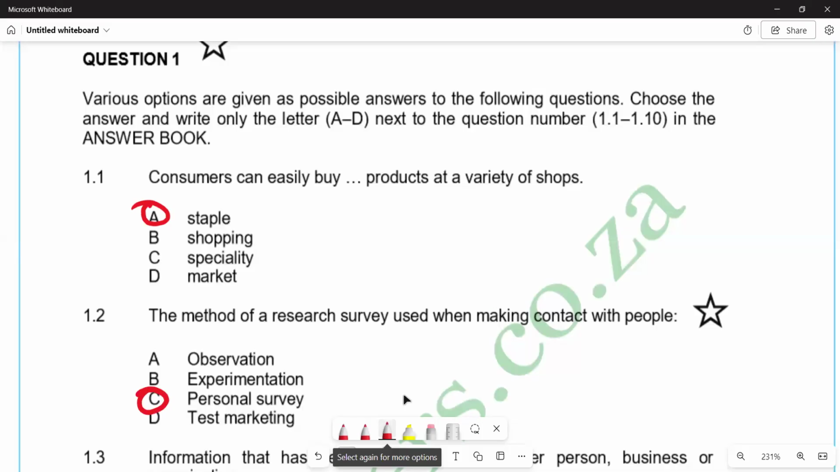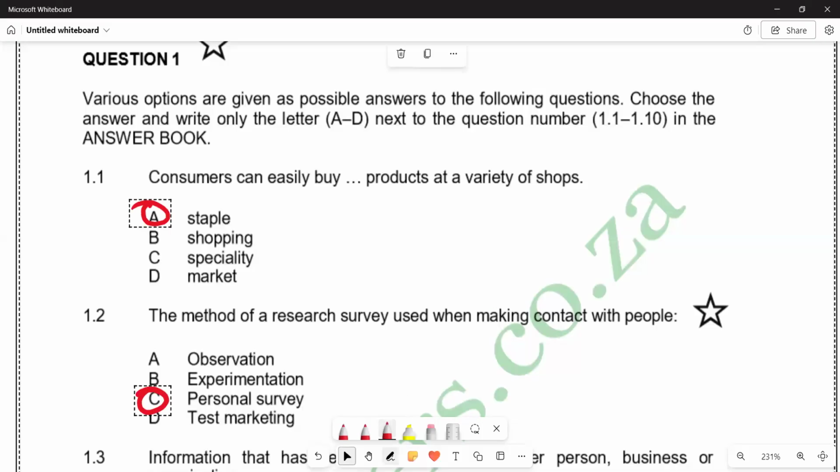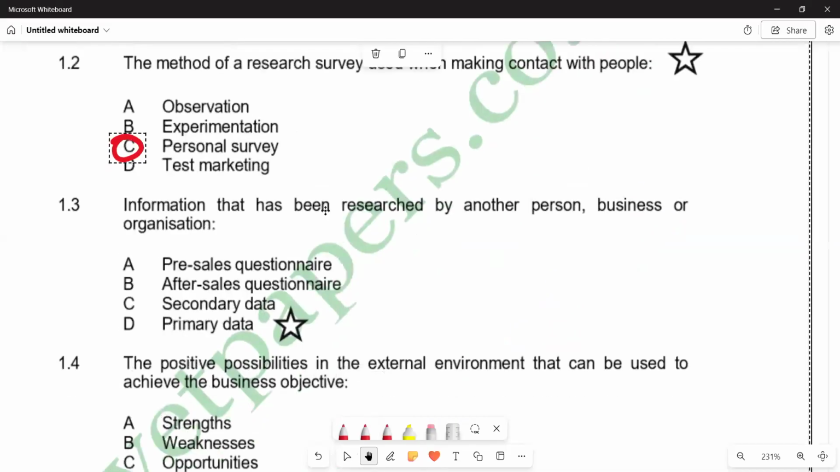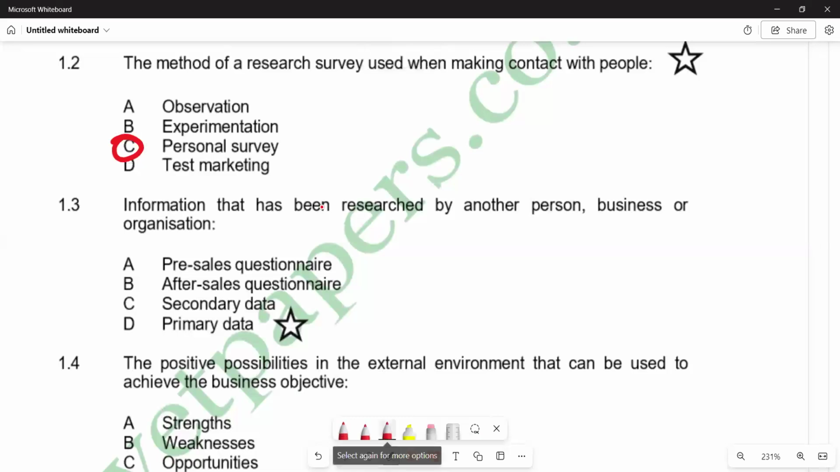Then obviously we can go on and see what we have on the next question. If you go down, we are now on 1.3, and 1.3 reads information that has been researched by another person, business, or organization. Obviously it's going to be secondary data. Primary data is data that you have collected yourself, and you have first-hand experience of collecting that data. So secondary is correct according to the explanation that we are given there.